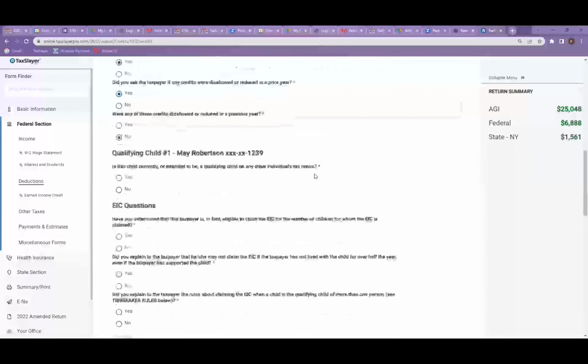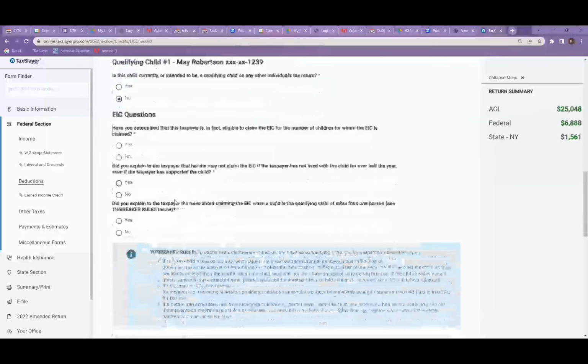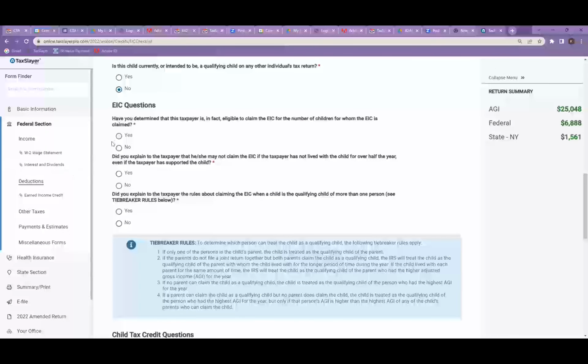For May, is the person a qualifying child on any other's return? The answer is no. Earned income credit questions. Have you determined that this taxpayer is eligible to claim the EIC for the number of children shown? The answer is yes. Did you explain to the taxpayer that she may not claim the EIC if the child did not live with the taxpayer over half of the year? Right? The answer is yes. You explained to the person about the tiebreaker rules.